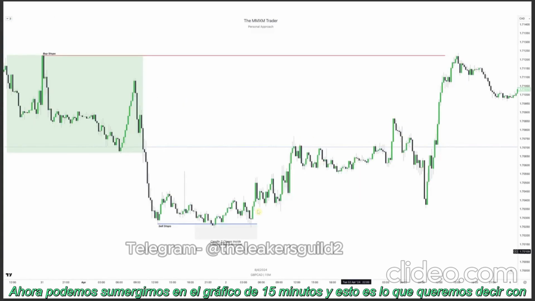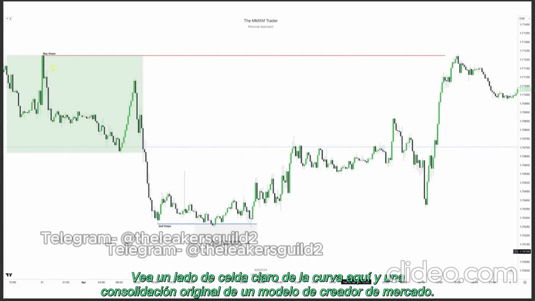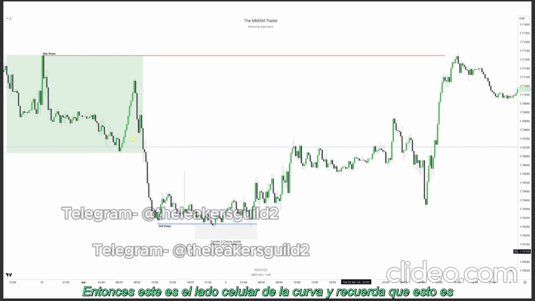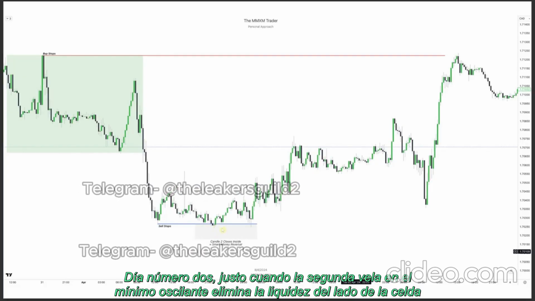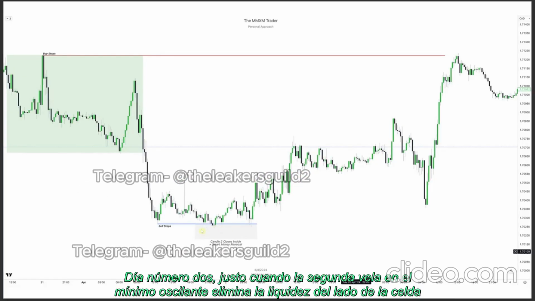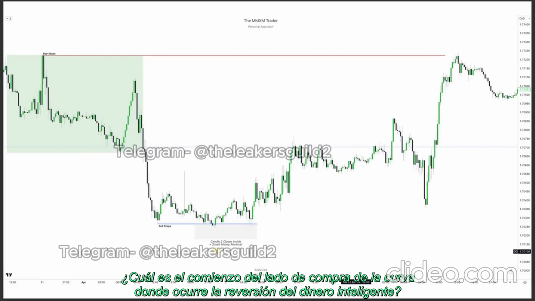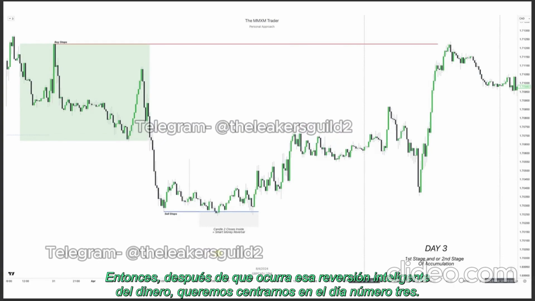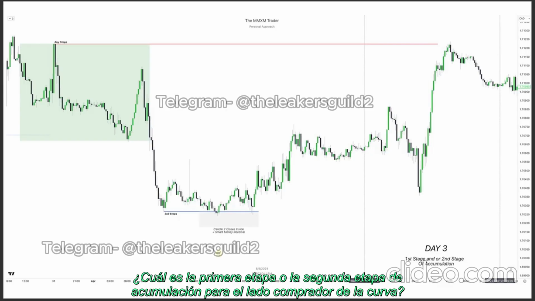Now we can dive into the 15-minute chart, and this is what we mean by market maker models are swing points, right? We see a clear sell side of the curve over here and an original consolidation of a market maker model. So this is sell side of the curve, and remember, this is day number 2, right? The second candle in the swing low, which takes out sell side liquidity, which is the start of buy side of the curve, where this is where the smart money reversal happens. So after that smart money reversal happens, right, we want to focus on day number 3, which is either first stage and or second stage of accumulation for buy side of the curve.